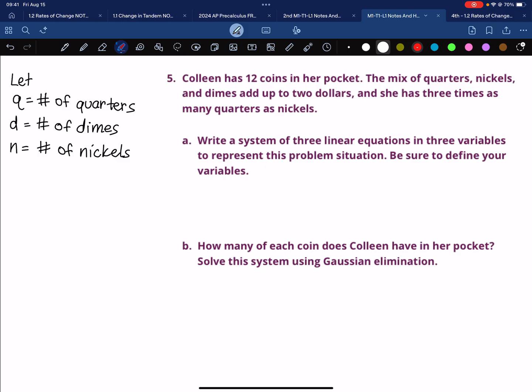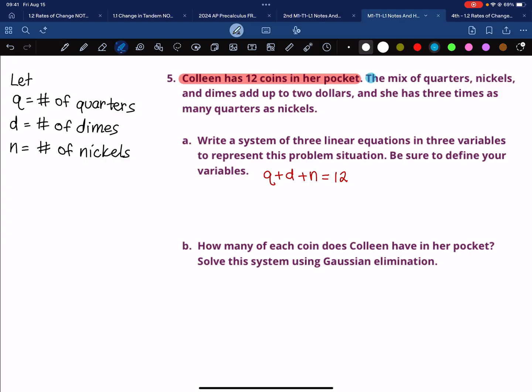She has 12 total coins in her pocket. So what that means is she has quarters plus dimes plus nickels equal to 12 total coins.